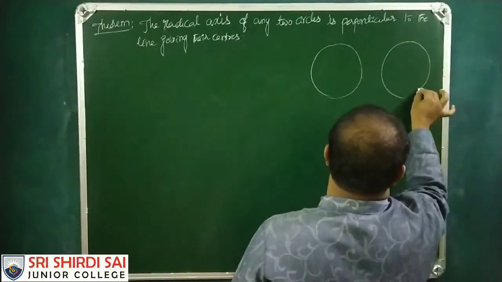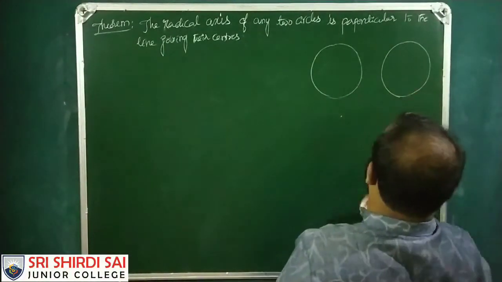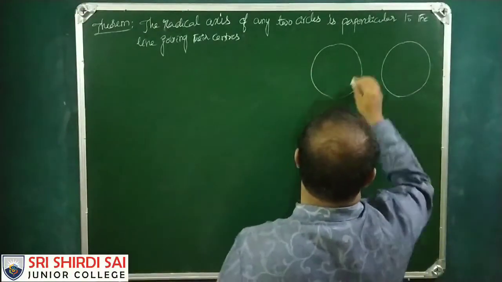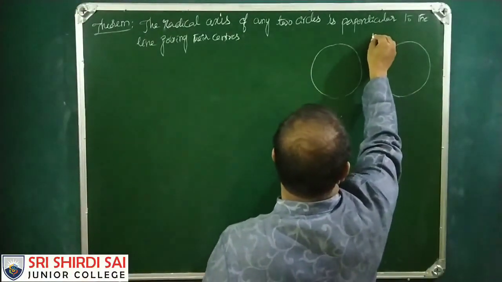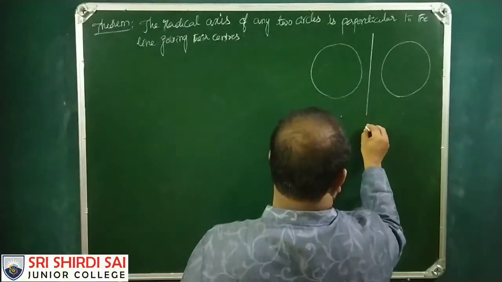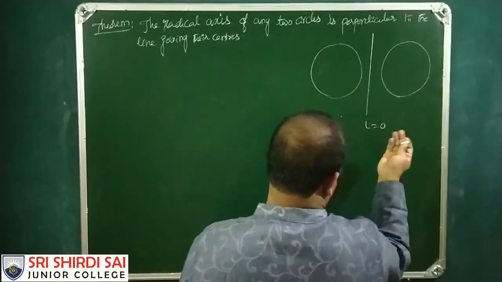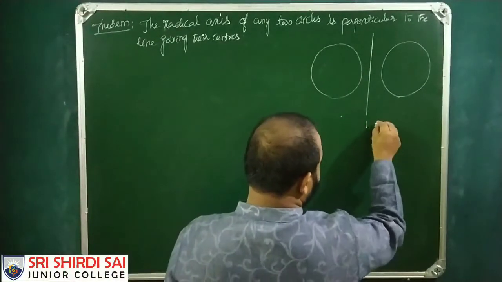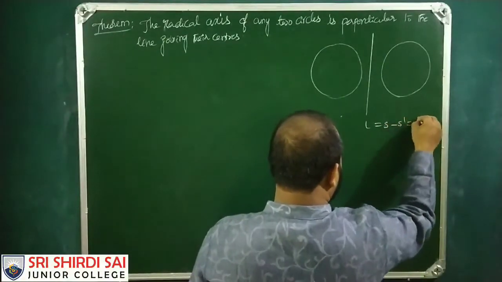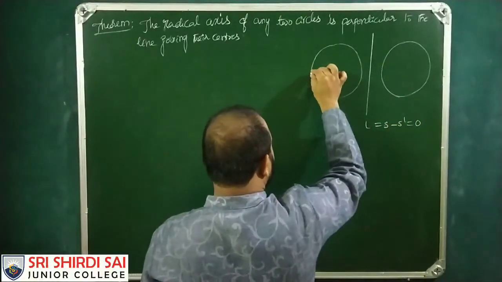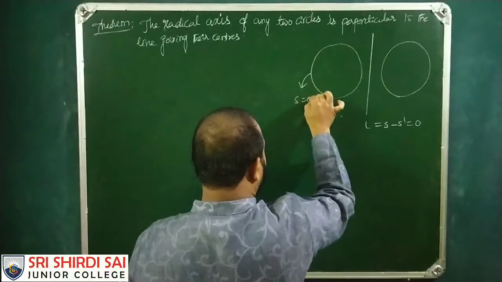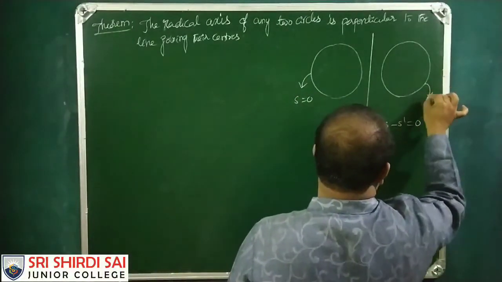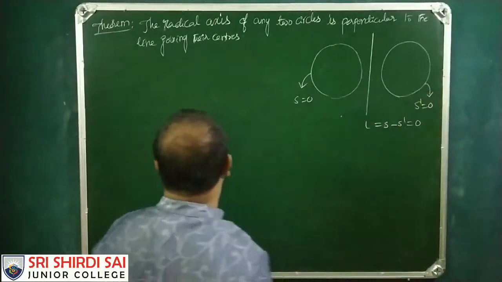There are two circles. So the radical axis of two circles. This is the radical axis L equals to 0. How do we get it? L is nothing but S minus S dash equals to 0. This is S equals to 0 and this is S dash equals to 0.